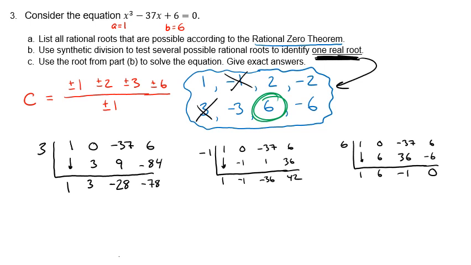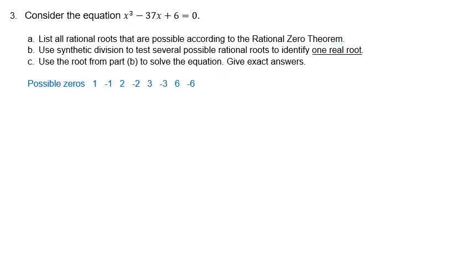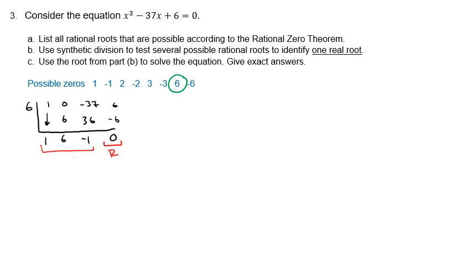So let me go to the next slide, just so we have a little bit more room. I think we found that 6 was a 0, and then let me just bring back our synthetic division with the number 6. 1, 0, negative 37, and 6. 6 times 1 is 6. Add down. 6 times 6 is 36. Add down. 6 times negative 1 is negative 6. Add down. Remainder of 0. And then the rest is the quotient.